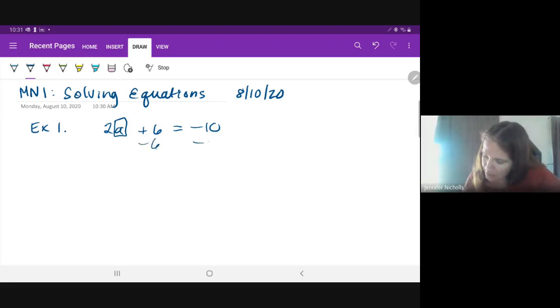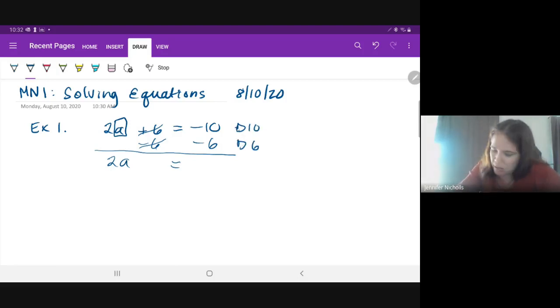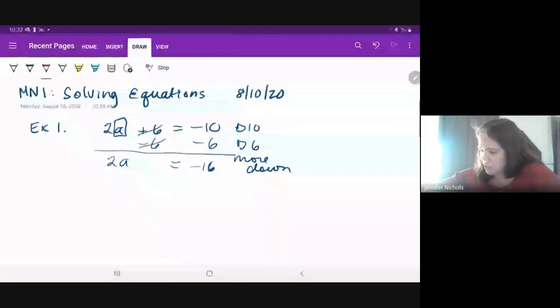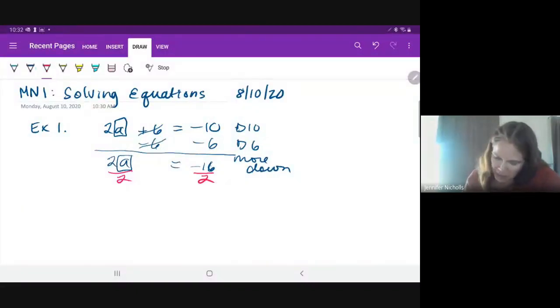Yep, so minus 6, those cancel, you get 2a equals, and this is down 10, down 6. So what would down 10, down 6 be? Down 16, I agree. This is like more down, so down 16. And then how do you get rid of the 2? You divide both sides by 2. And then you get a equals negative 8. And that's the answer.